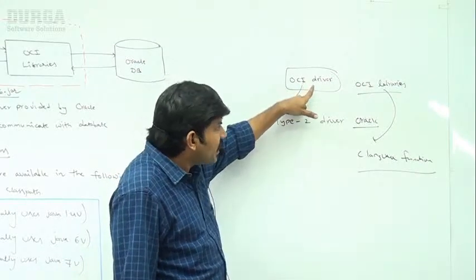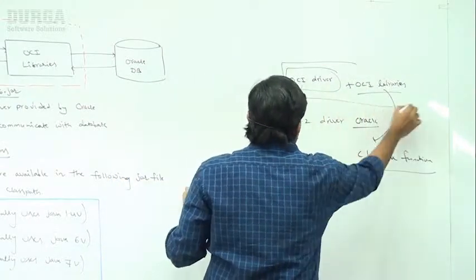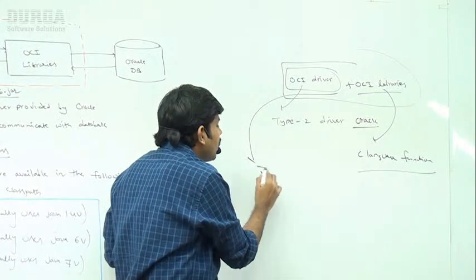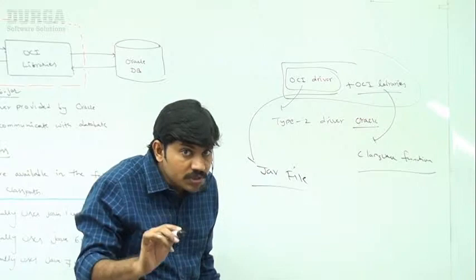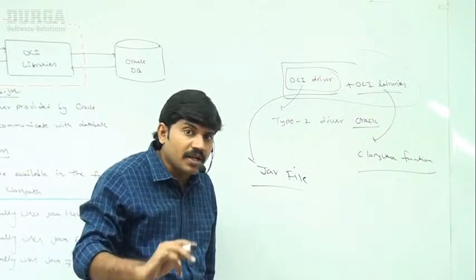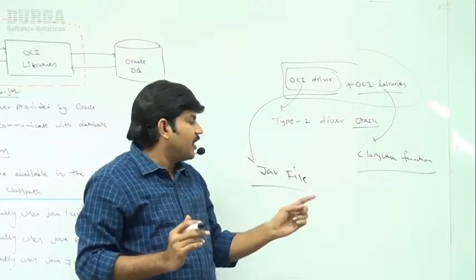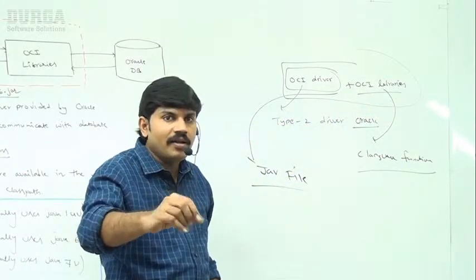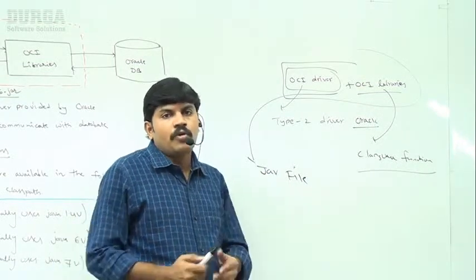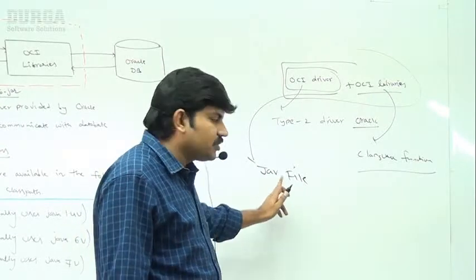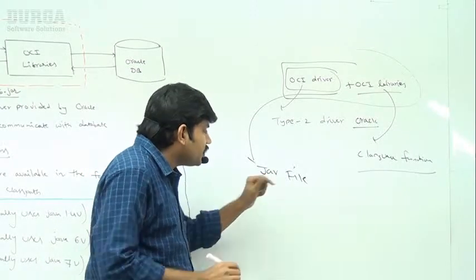Next, OCI driver and OCI libraries. These two things are available in the jar file form. Remember this one. If you want to use OCI driver, type 2 driver provided by Oracle people, OCI driver and OCI libraries both are available in the form of jar file. We require to place that jar file in the class path. Don't worry about which jar files they are. Once we install Oracle, automatically this jar file is going to come. While explaining the programs, I will take care. Don't worry about that. Sir, which jar files are they?